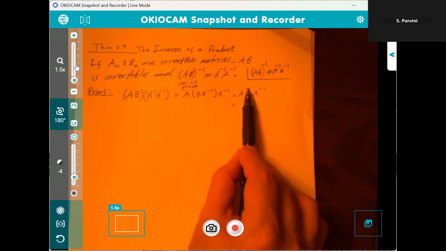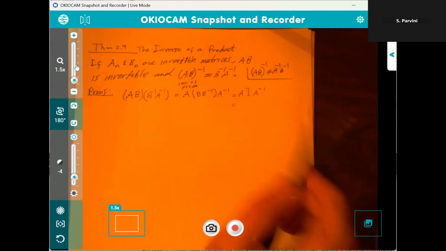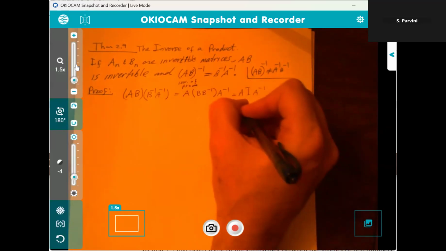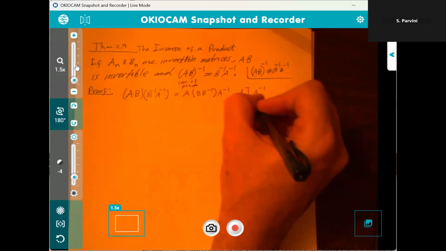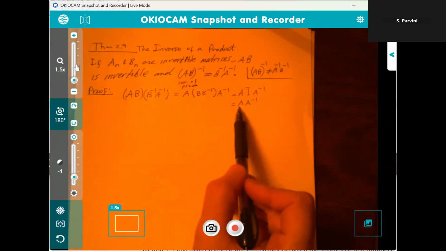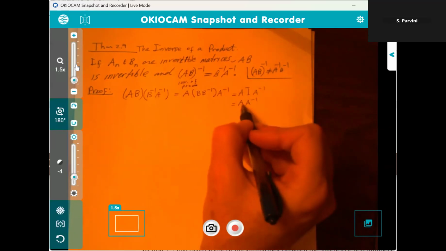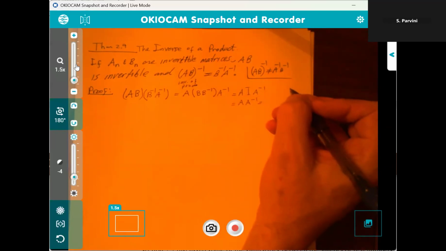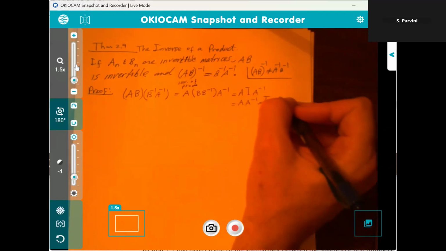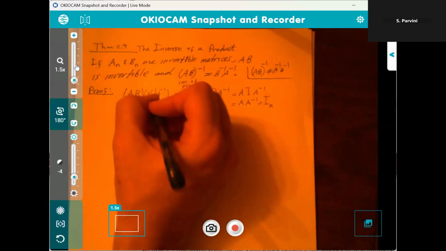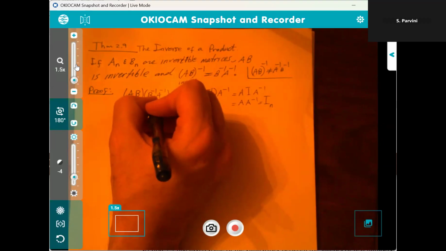This goes away, doesn't it? The I? Because AI is just A. In fact, there you go. Because AI, any matrix times identity is itself. Now, A inverse, a matrix times its inverse would equal identity, doesn't it? It worked. So far, this works.